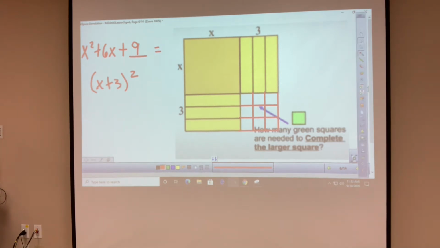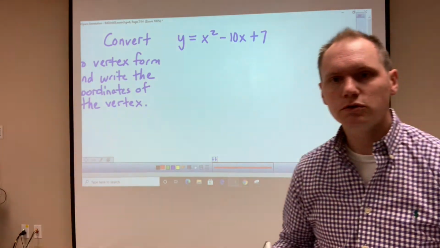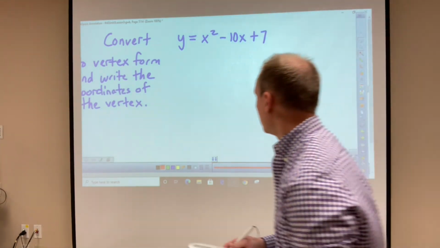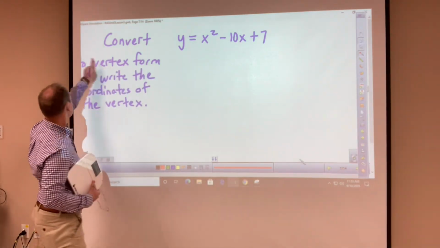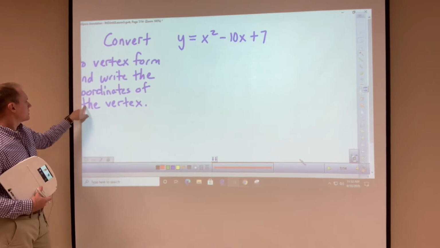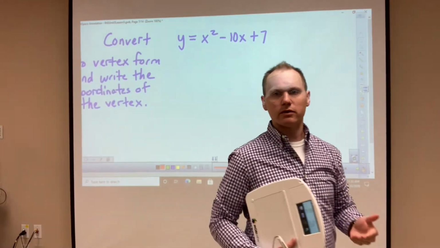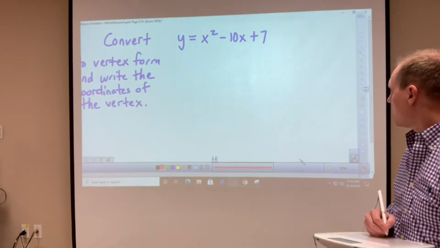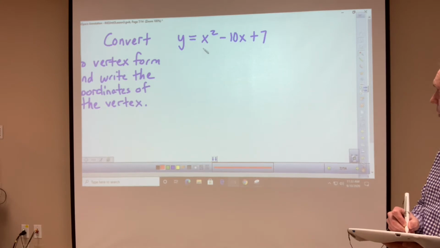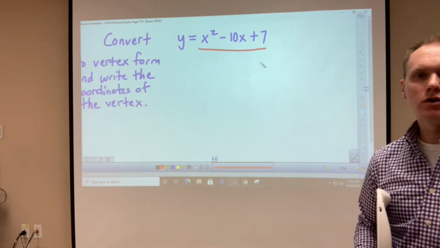All right, so let's go on and see what we can do, because the whole point of this is to be able to convert from standard form to vertex form. So it says convert to vertex form and write the coordinates of the vertex. So let's convert to vertex form, and that'll allow us to find the coordinates of the vertex. All right, so as of right now, will this quadratic factor into a perfect square?